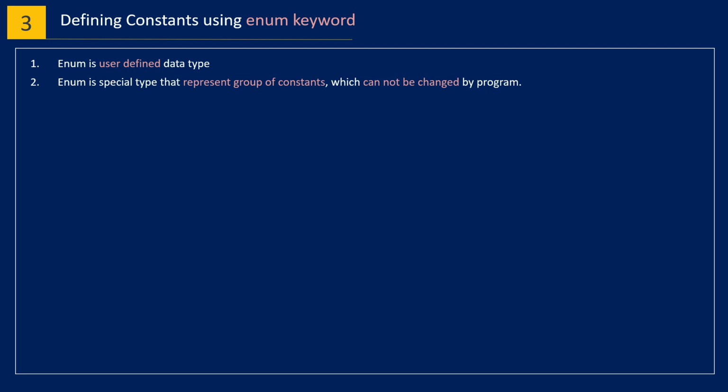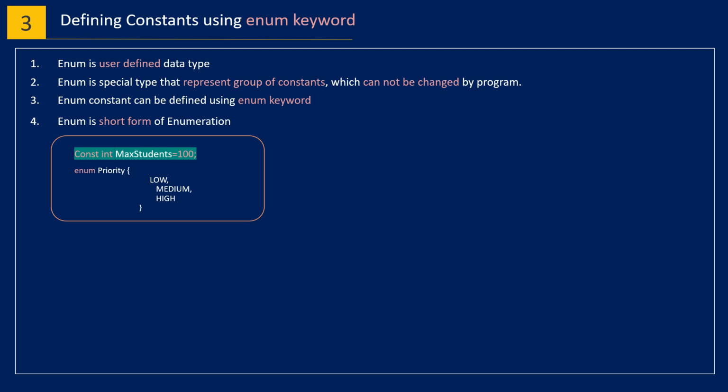Enum is a special type that represents a group of constants which may not change by the program. In the previous example, we used const as a keyword. Here we need to use enum as a keyword. Enum is a short form of enumeration. In the previous example, one variable contains one constant value, whereas enum can contain a set of constants. Here is an example.